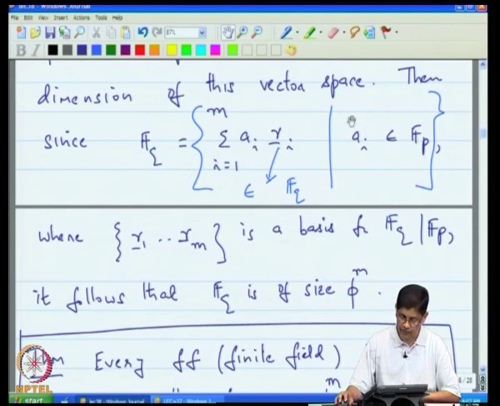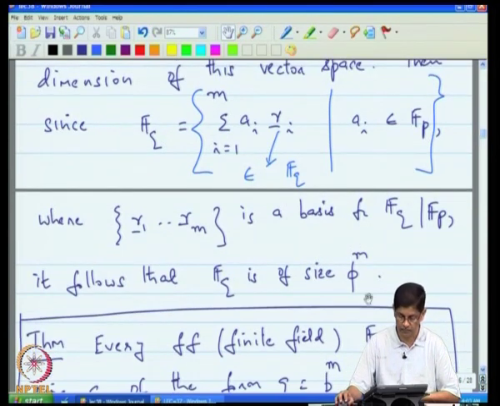Now, the moment you write this, you realize that there are p choices for each of these coefficients, so I can actually count. This finite field on the left has q elements. On the other hand, if I look at the size of this set, and I know that every such linear combination is distinct, how many possible linear combinations are there? Well, I have p choices for a_1, p choices for a_2, p choices for a_m. So, the total number of them is p to the m. So, it follows that the size of this finite field is p to the m, but the size of the finite field is q. So, it must be that q is p to the m.